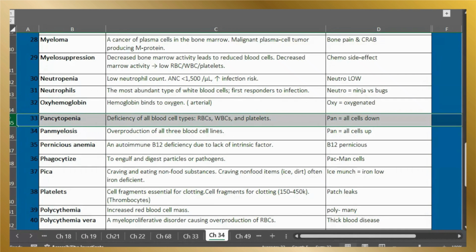Pancytopenia, deficiency of all blood cell types. So pan, it's all cells down. This is seen in aplastic anemia and bone marrow failure. So it's a reduction of all blood cells.